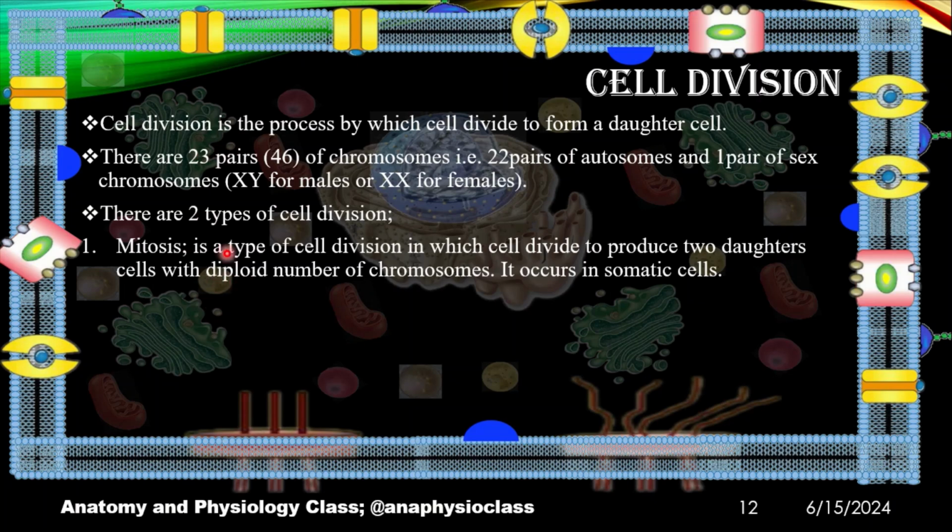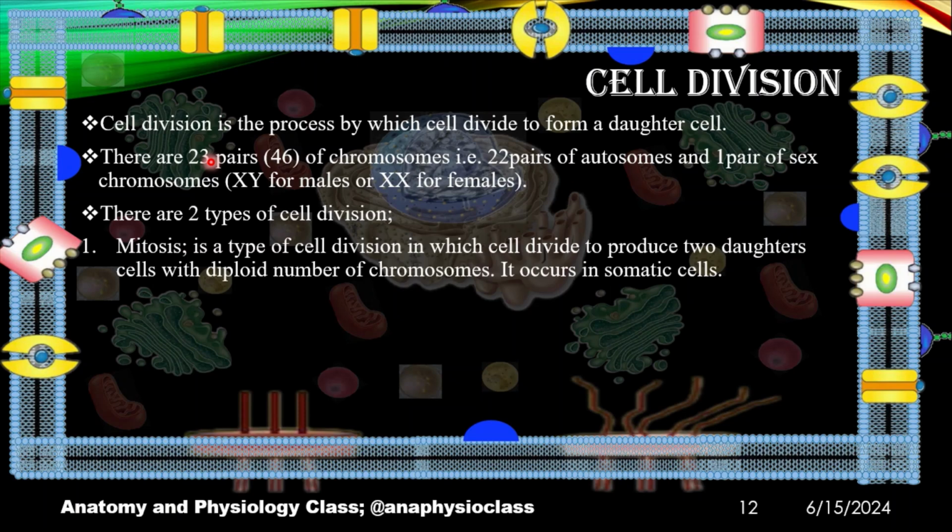That is diploid chromosomes, making 46. So when we say diploid, it means 23 pairs of chromosomes. So a cell that is having 23 pairs of chromosomes is known as a diploid cell.